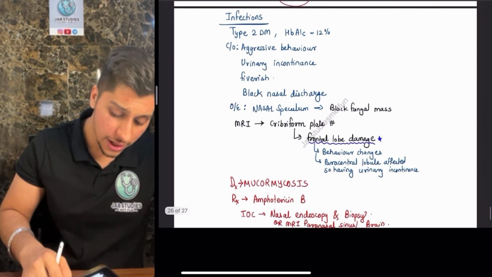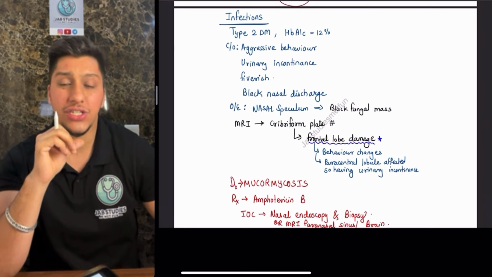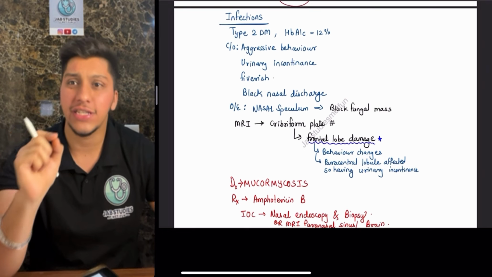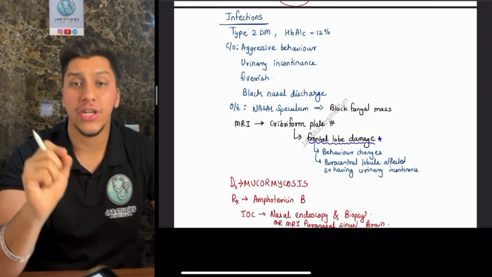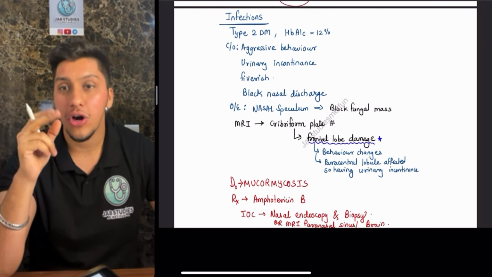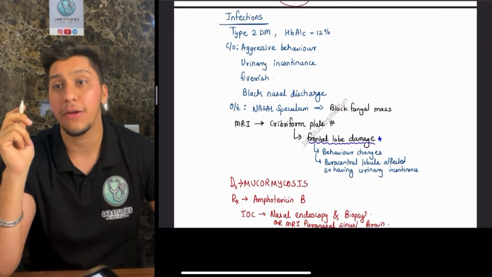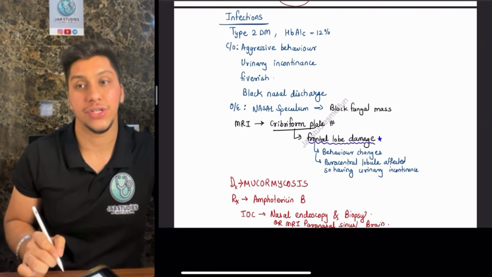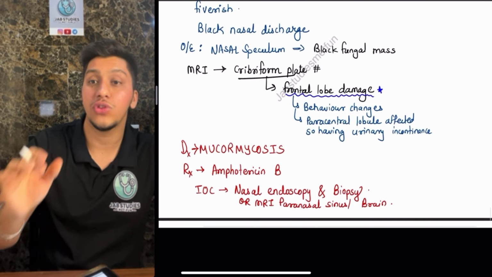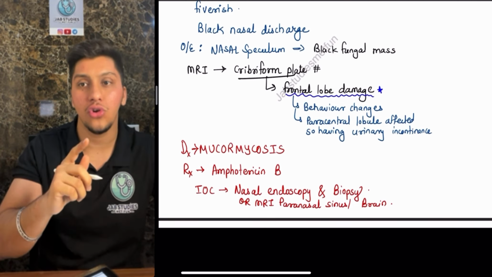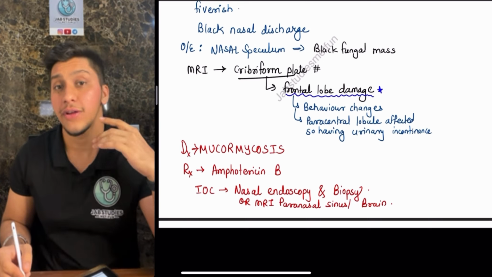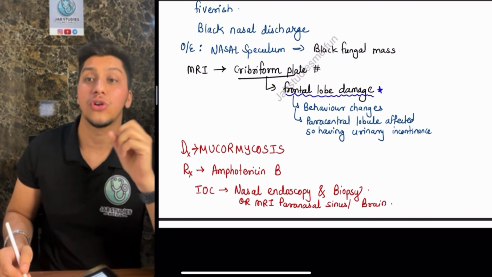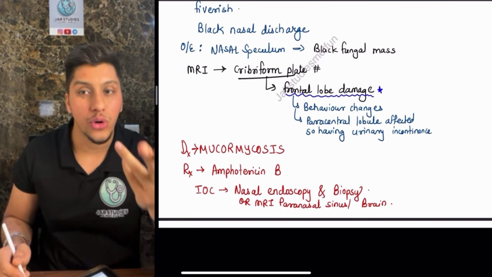A classic history which comes nowadays: a patient has a history of diabetes. Diabetes is an immunocompromised state. HbA1c is 12. The patient has aggressive behavior, urinary incontinence, fever, and black nasal discharge. On examination, you found a black fungal mass in the nasal septum. When you did an MRI, you saw a cribriform plate fracture, with the spread into the frontal lobe. Because the frontal lobe has roles with respect to behavior, as it got infected, the patient had aggressive behavior, a behavioral change. The paracentral lobule was also infected, due to which the patient also had urinary incontinence.